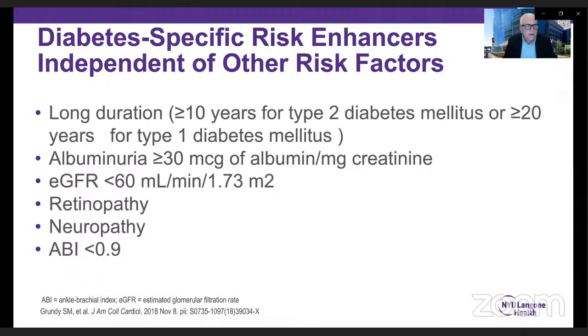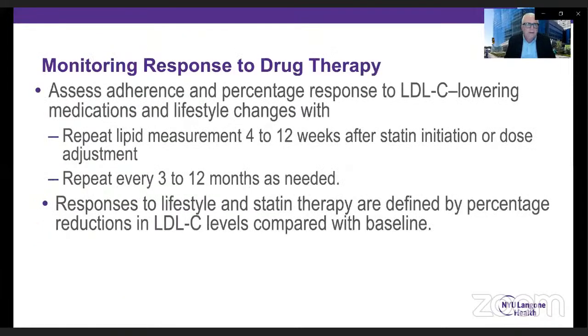What are the diabetes-specific risk factors? Well, independent of other risk factors, long duration, greater than 10 years for type 2 diabetes, 20 years for type 1, albuminuria, retinopathy, neuropathy, or vascular disease as evidenced by an abnormal ankle brachial index.